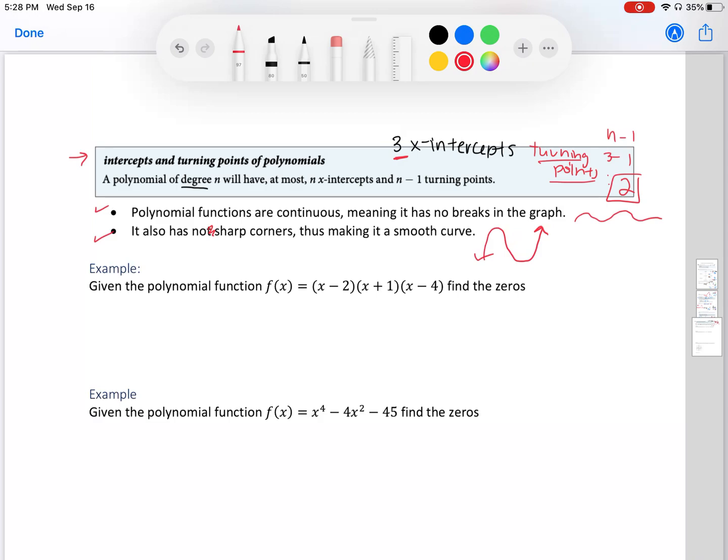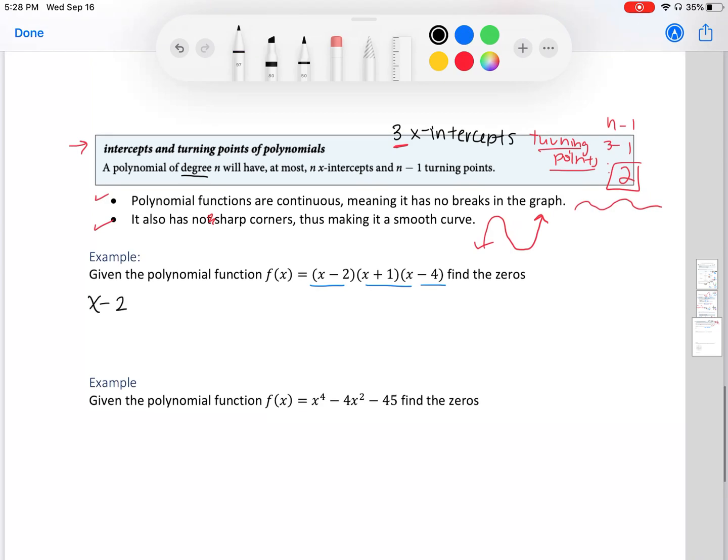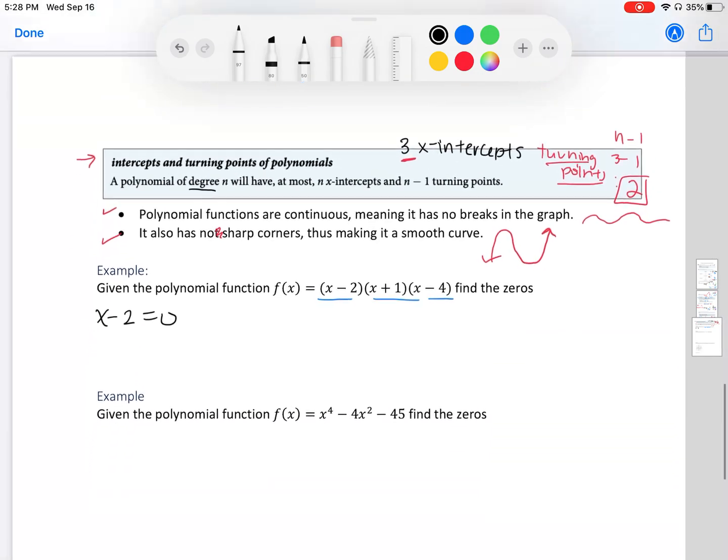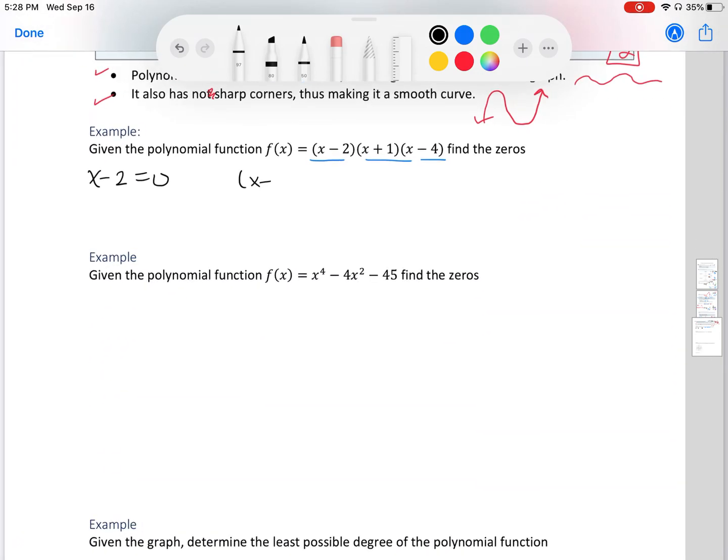Let's do this example. Given the polynomial function f of x equals x minus 2, x plus 1, x minus 4, find the zeros. All right, when it's in factored form, I can just set each factor equal to 0, so that I have x minus 2 equals 0, that's our first one, x plus 1 equals 0, and x minus 4 equals 0. So factoring is ideal for sure.